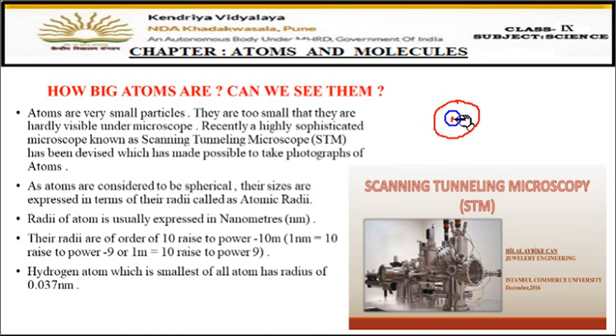So this is at the center, there will be nucleus, right? From the center of the nucleus till the last orbit, this distance is called the atomic radius. Now radius of atom is usually expressed in nanometers. Okay, so the unit which is used to measure the atoms is nanometers. N stands for nano and M stands for meter, so it is nanometers.